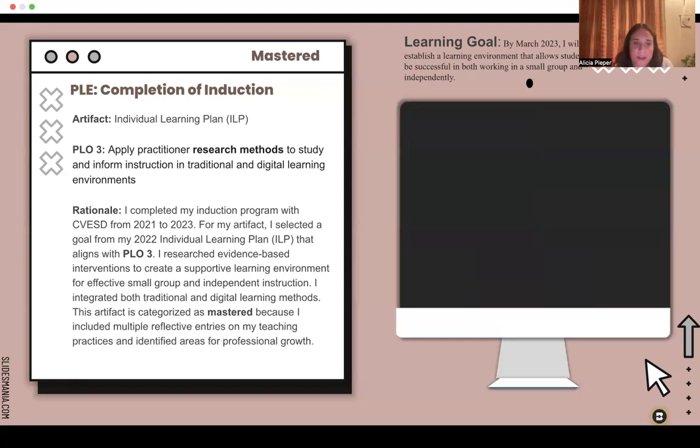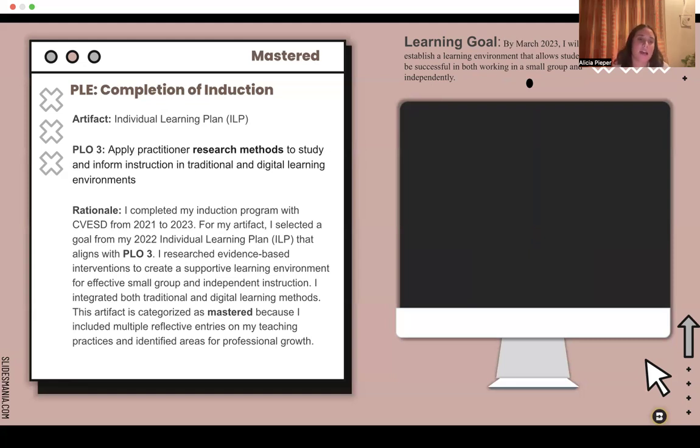My last artifact for induction, my last goal that I worked on, was I will establish a learning environment that allows students to be successful in both working in small group and independently. That was something that I really needed to work on.